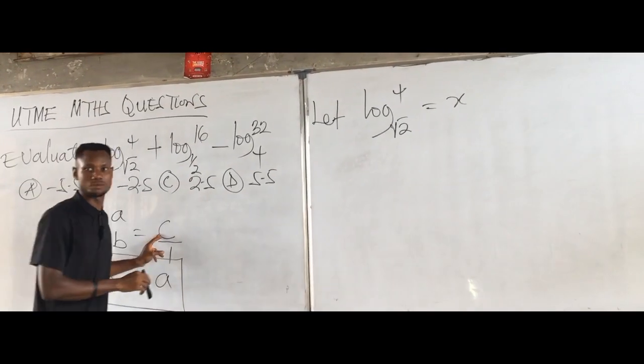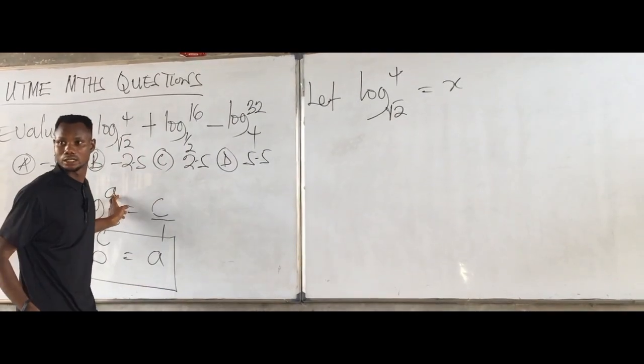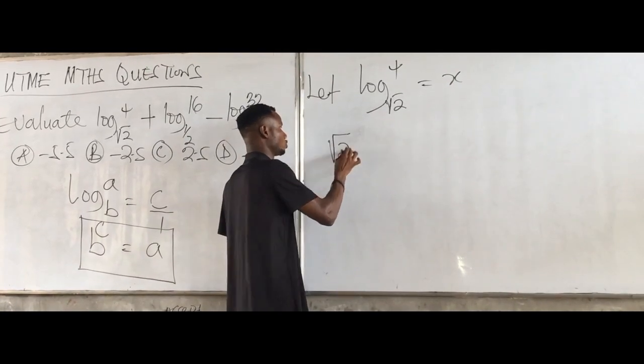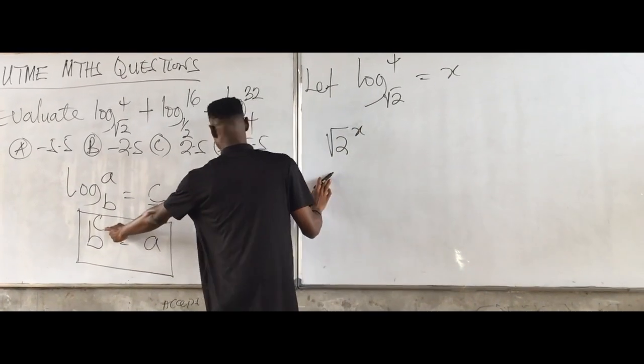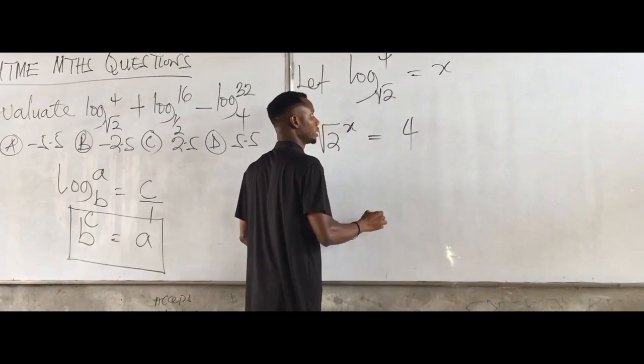Which of them is standing as b here? Square root of 2. Which of them is standing as a, please class? 4. Please take note. So this is going to be square root of 2 raised to s, and this is equal to 4. I hope you get that.